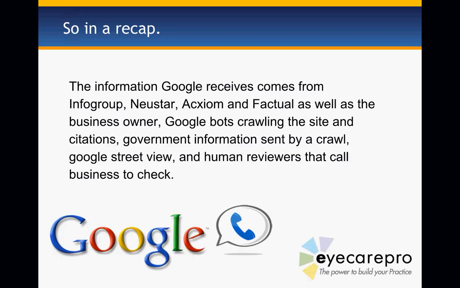Now we know the information that Google receives comes from the Infogroup, Neustar, Axiom, and Factual, right? The main 4 aggregators. So those should help push business data to most of the other citations. And with Google constantly crawling the internet, hopefully we'll get good results. All right, so this is our recap. So now we understand that.